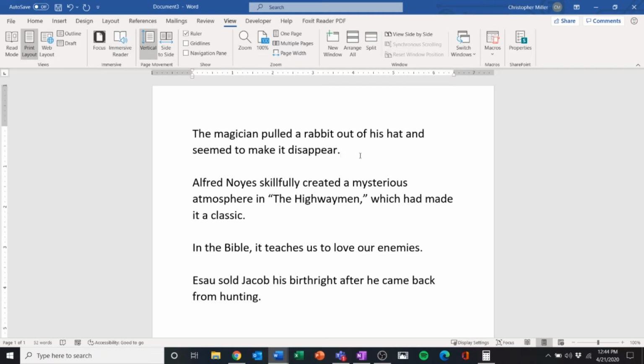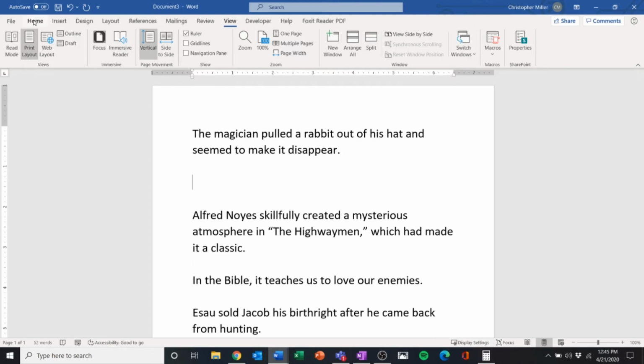So, numero uno, the magician pulled a rabbit out of his hat and seemed to make it disappear. Wow. Okay, so how are we going to correct this one? What's the problem here? The issue is that the magician pulled a rabbit out of his hat and seemed to make it disappear. Did he make the rabbit disappear or his hat disappear? Well, we know from seeing this trick that he's obviously making the rabbit disappear, but we need to actually clear it up. So we're going to rewrite it, and instead, we're going to say this.